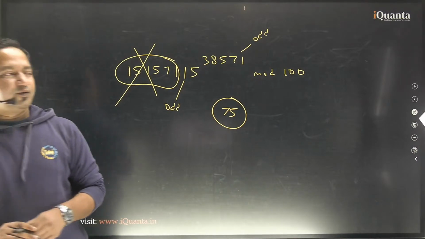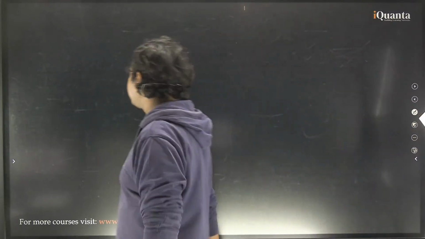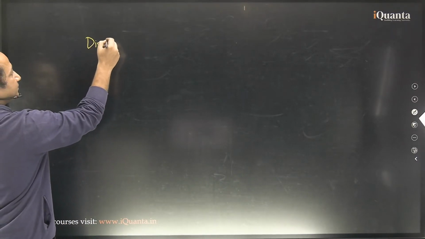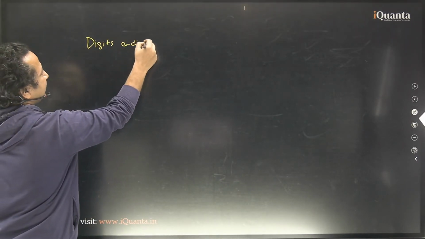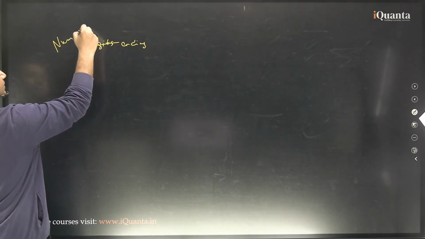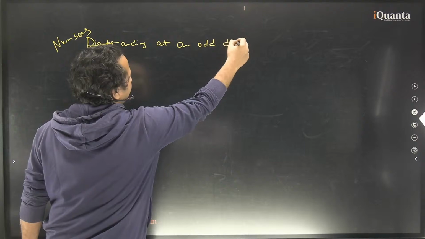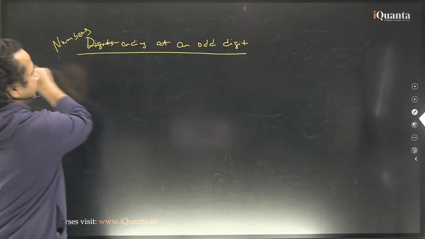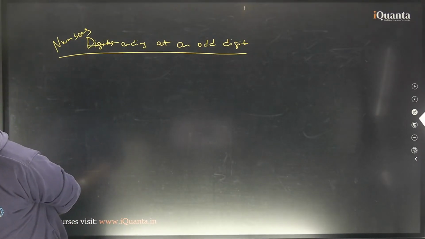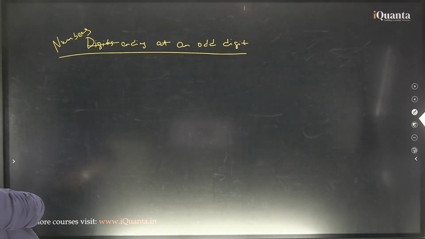All right, so we're done with 0 and 5. Now let us talk about digits which end at other digits from 1 to 9. Numbers ending at an odd digit. Now you will find this to be actually solving all the problems here.